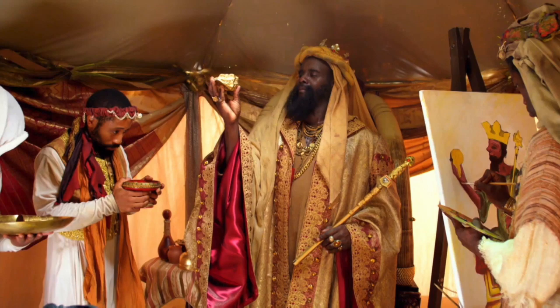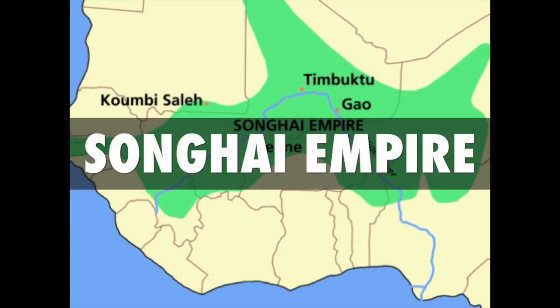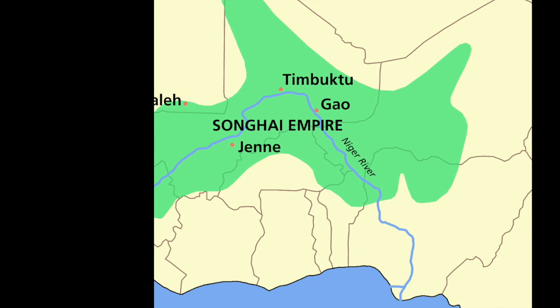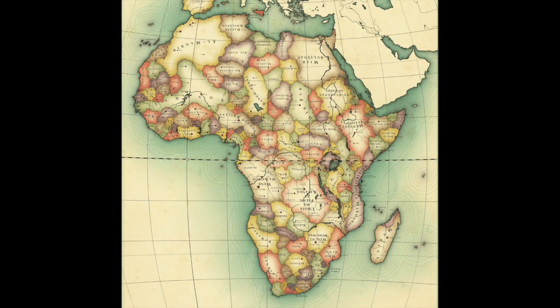Shortly after Mansa Musa's death, his empire fell to the Songhai Empire. The Songhai Empire was the largest in Africa's history. It controlled famous cities like Timbuktu and Jenne. However, this vast empire collapsed after just 200 years. By the end of the last major kingdom, European colonization threatened the region.